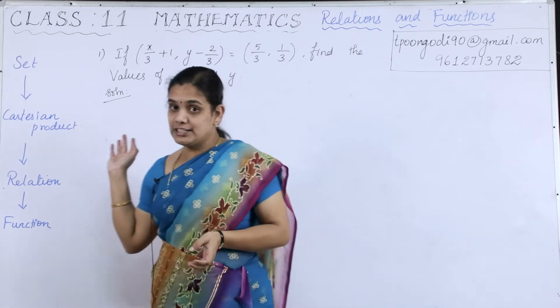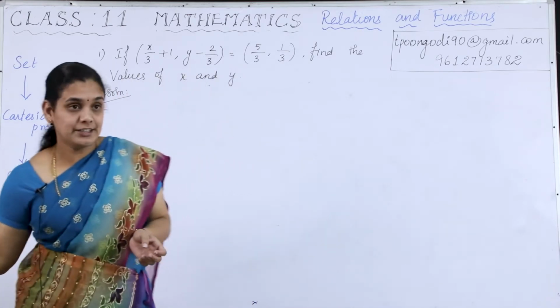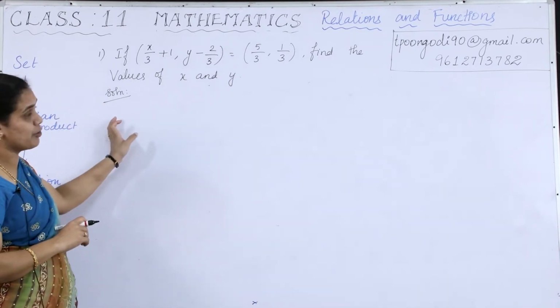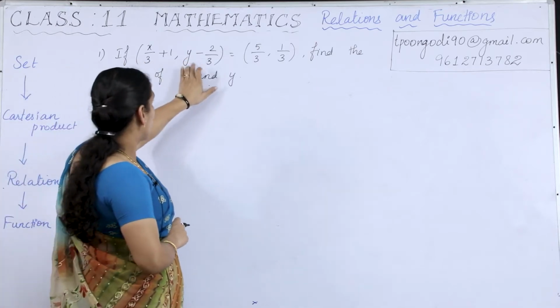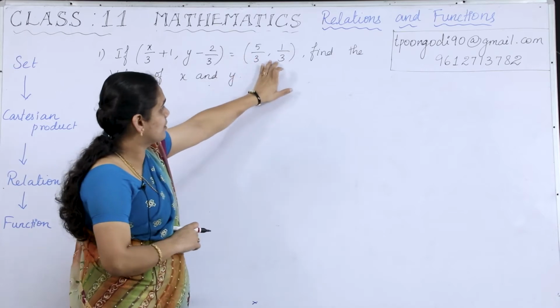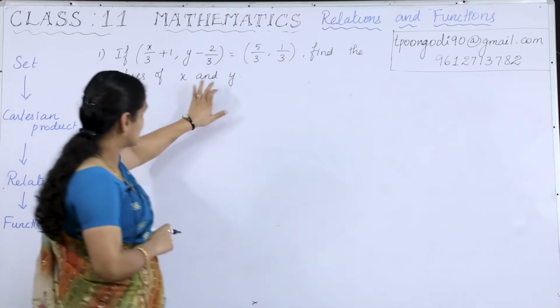In the last session, we learned the concepts of relation. In this session, we will learn some problems from your exercise. The first problem is: if (x/3 + 1, y − 2/3) = (5/3, 1/3), find the values of x and y.